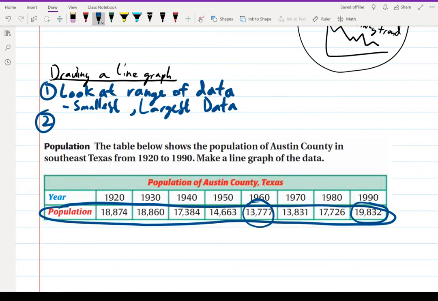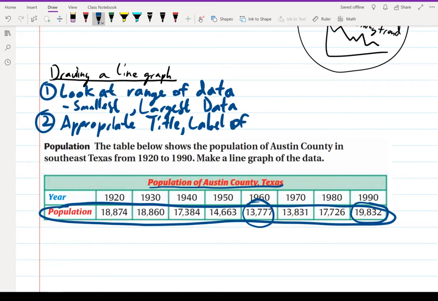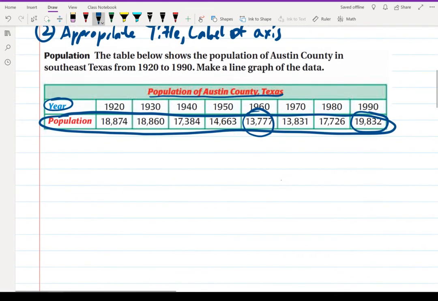Okay, and then second thing, we need to make sure we use a ruler, of course. Write down the title of the graph, which is population. Okay, so we need an appropriate title, labels of axis, okay, and then our horizontal axis, which is the x-axis, will be the time. Okay, so this is year over here. So let's go straight into drawing the data.